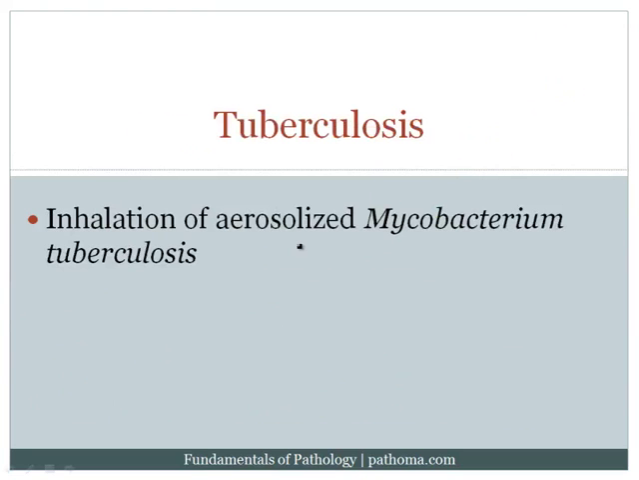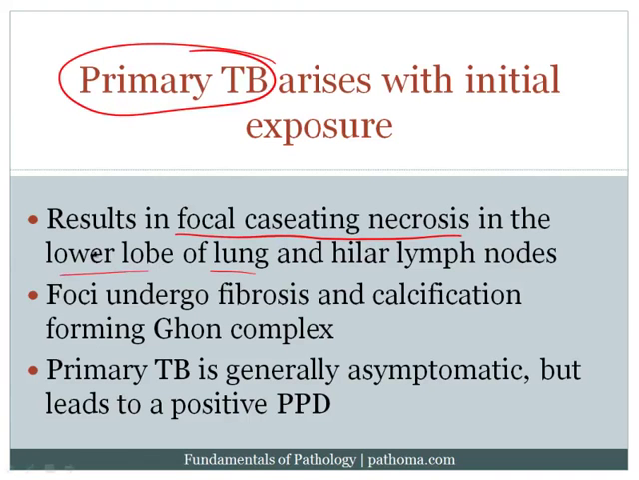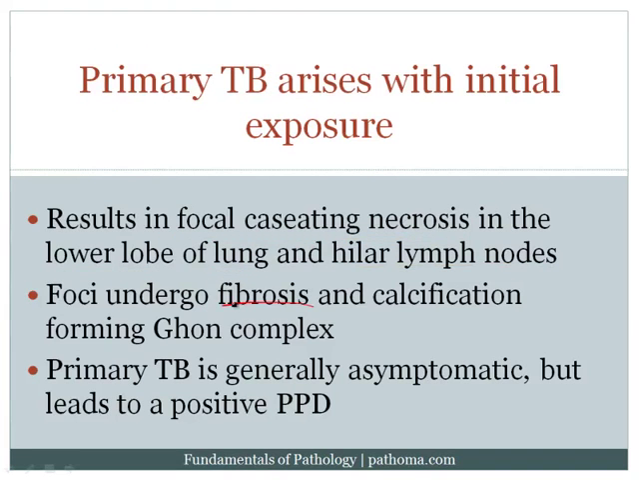The last of the pulmonary infections that we're going to discuss is tuberculosis. This arises with inhalation of aerosolized Mycobacterium tuberculosis. Remember that when a patient gets exposed to TB, they get primary TB. Now in primary TB, the patient gets focal caseating necrosis in the lung, usually the lower lobe, and also within the hilar lymph nodes. Of course, these foci are going to undergo fibrosis and calcification, and that results in formation of something called the Ghon complex, which is basically an area of fibrosis and calcification indicating that the patient has been exposed to primary TB.